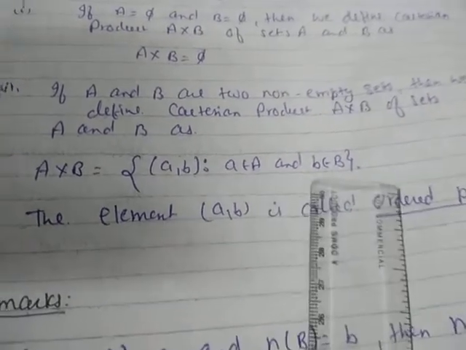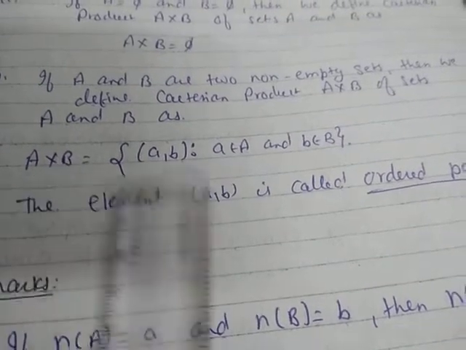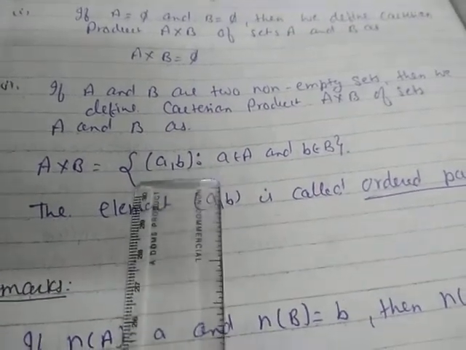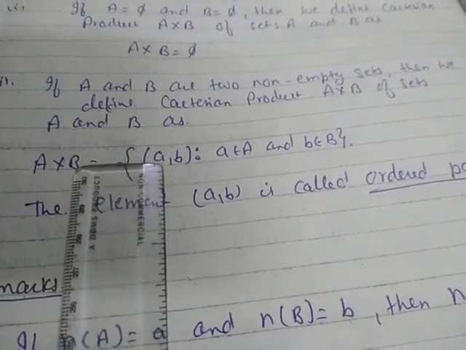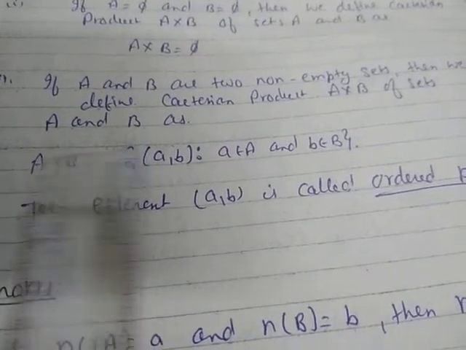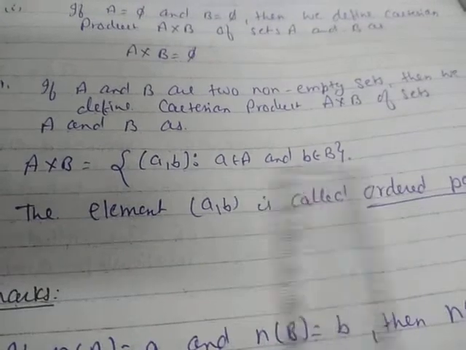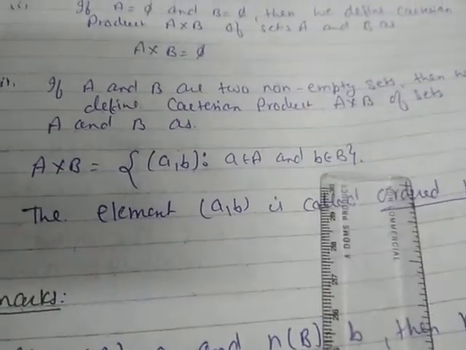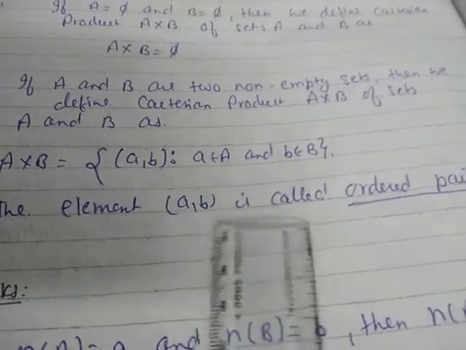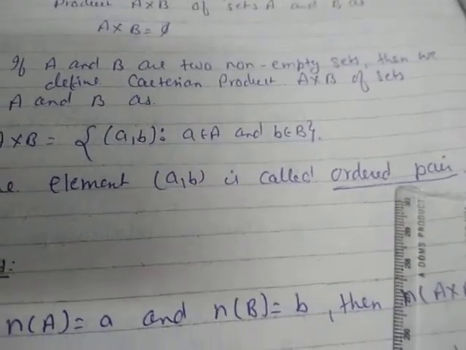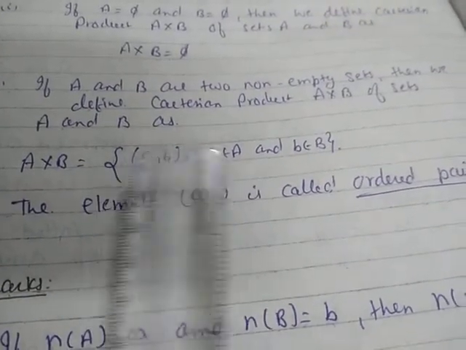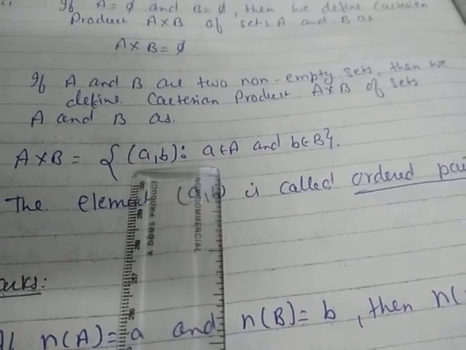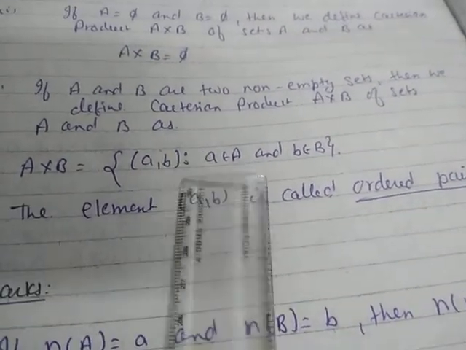This order is important. A cross B will give you an element. That element is in the form of (a, b), where the first element of ordered pair will be from set A and b will be from set B. And this is your set builder form. This (a, b) is called ordered pair. I already explained it. So A cross B, that means (a, b), where a belongs to A. The first element of ordered pair belongs to set A, first set, and second element will be from second set.